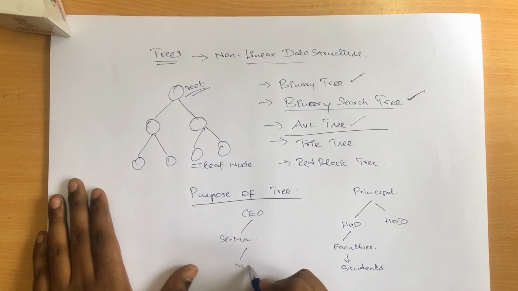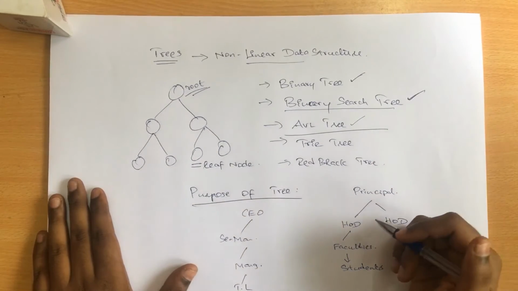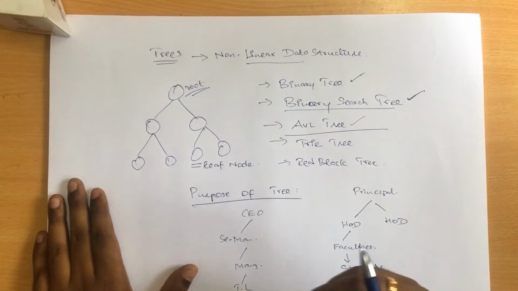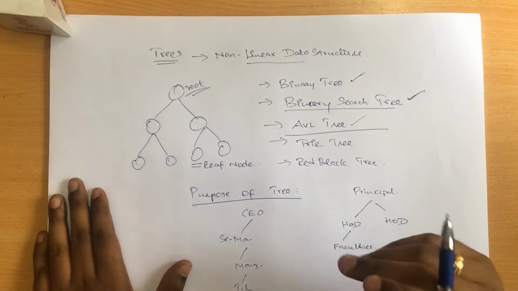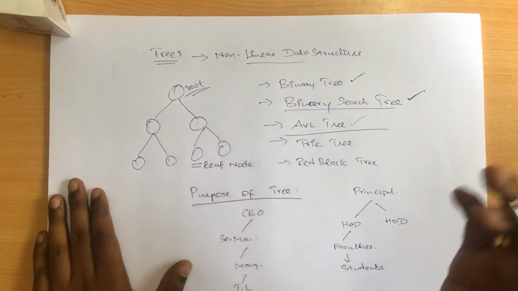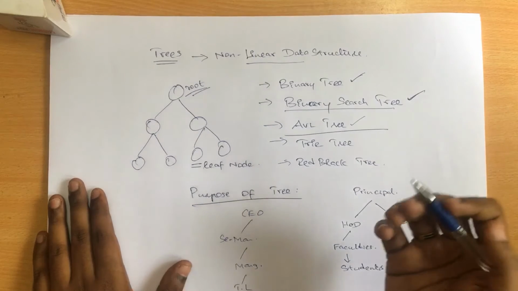Then you will be having a manager, followed by the manager, you will be having the team lead, and then the employee, right? So wherever we go, we are going to focus on a tree structure. For example, it follows a hierarchical order. So that exactly made us implement a new algorithm called tree algorithm or tree data structure. So this is why this trees concept actually came into existence.